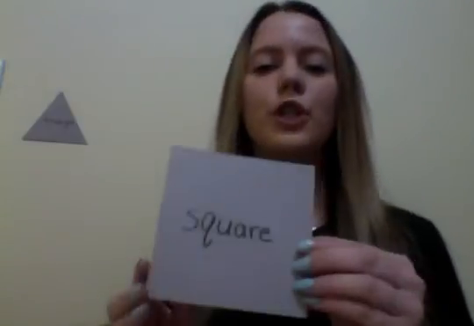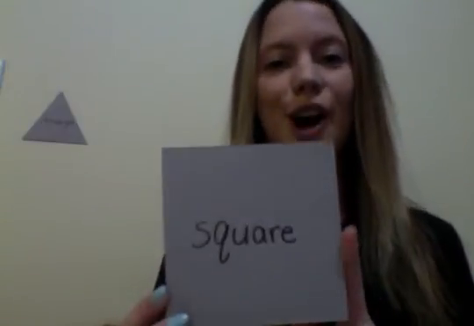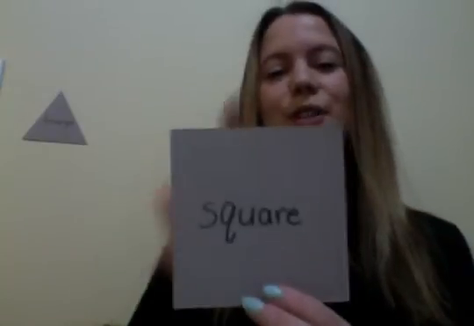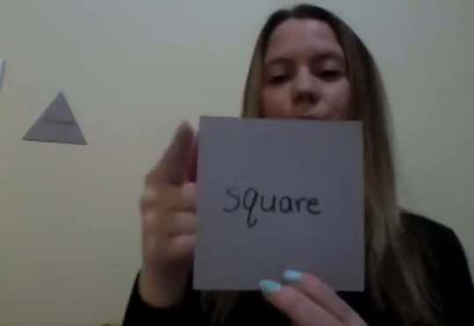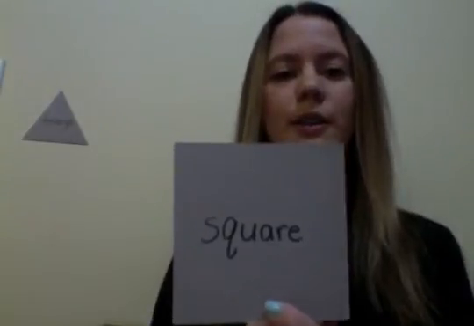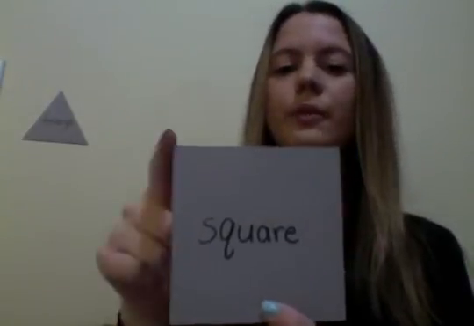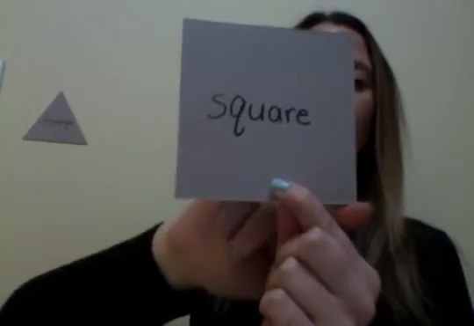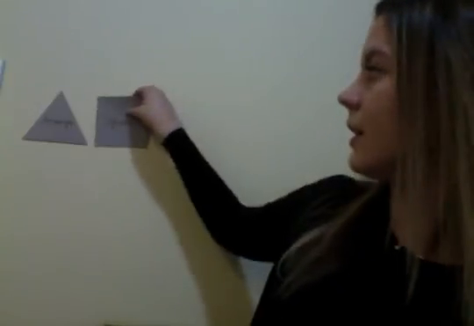I have another shape over here. What shape is this? Good, this is a square. The square has 1, 2, 3, 4 sides and 1, 2, 3, 4 corners. So my square has 4 sides and 4 corners.